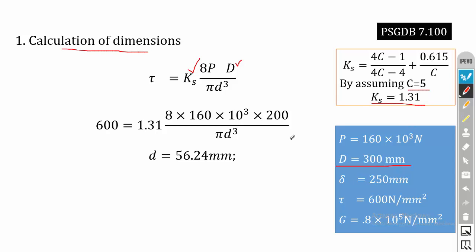Anyway, in the problem the C value will not be equal to 5, but for calculating Ks we can assume the C value as 5 because this Ks value will not have much impact on the wire diameter. So by assuming C value as 5, calculate the Ks. P is 160 into 10 power 3. The diameter of the coil is 200 mm. The stress is 600. Substitute everything and calculate the diameter, that is d is equal to 56.24 mm.